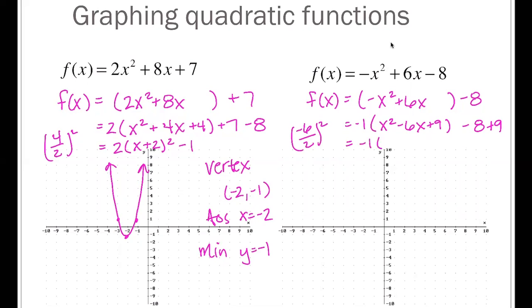So my vertex form would be negative 1, factor what's on the inside. So I'd have x minus 3 squared plus 1. So my vertex would be 3 and 1.